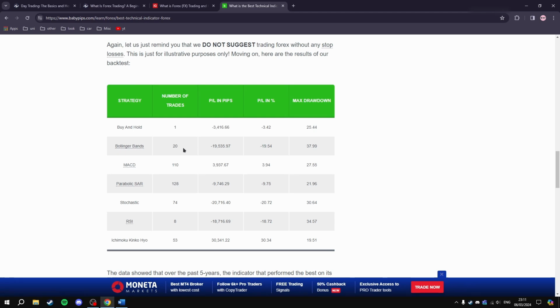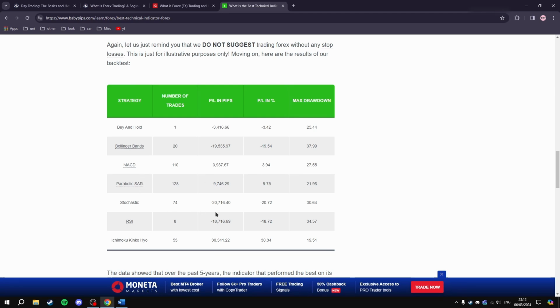Bollinger Bands, 20 trades were done, minus 19,000 in pips, minus 19% profit loss, 37.99 max drawdown. The moving average convergence divergence, number of trades 110, profit loss in pips. So okay, this one made a profit actually, nearly 4,000, 3.94%. Okay, very nice. 27.55. Parabolic SAR, 128 trades, minus 9,746, minus 9.75%, 21.96.